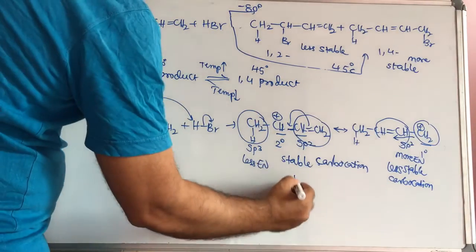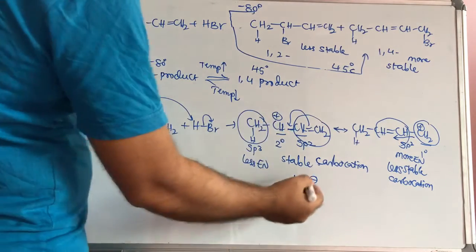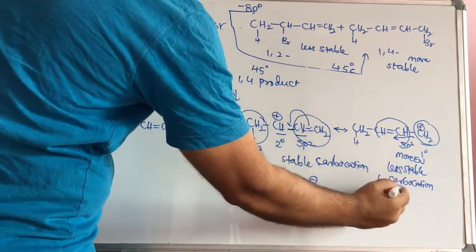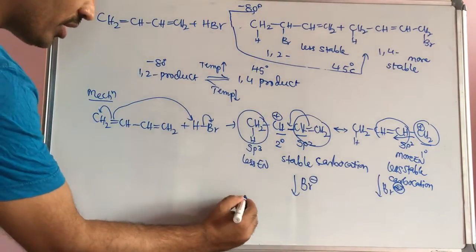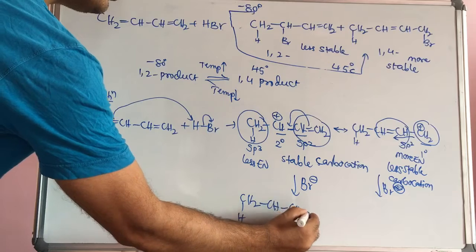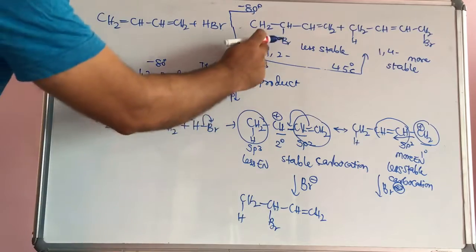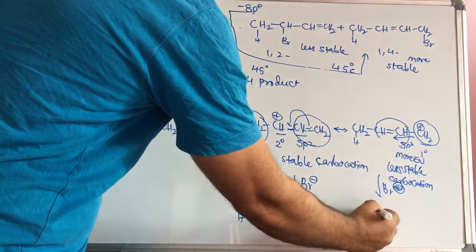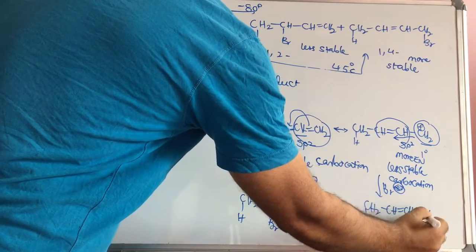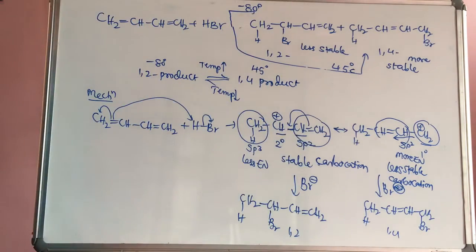Then in the second step, Br minus will be added. This Br minus is added to this carbocation. Here also this Br minus is added to this carbocation. This is negatively charged. Then what will be the product here? CH2, H, CH, CH=CH2, meaning here the bromine is added. That is the 1,2 product. Here CH2, H, CH=CH, CH2Br. This is 1,4. This is the 1,2 product.